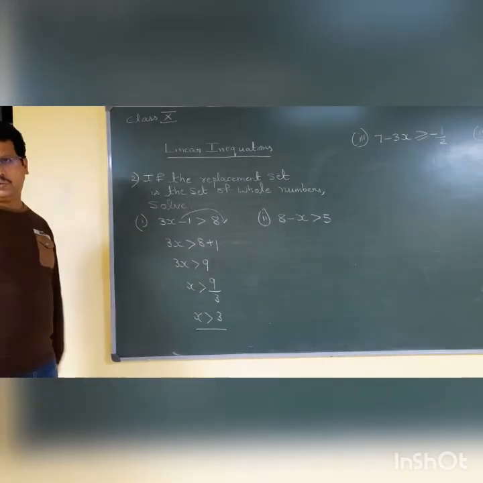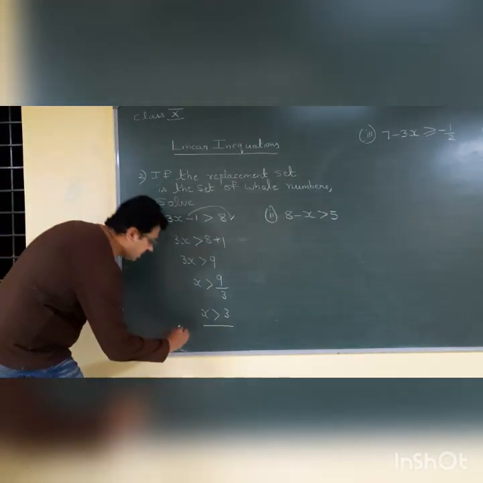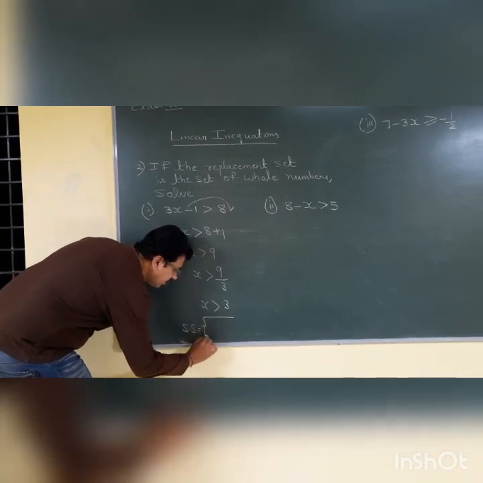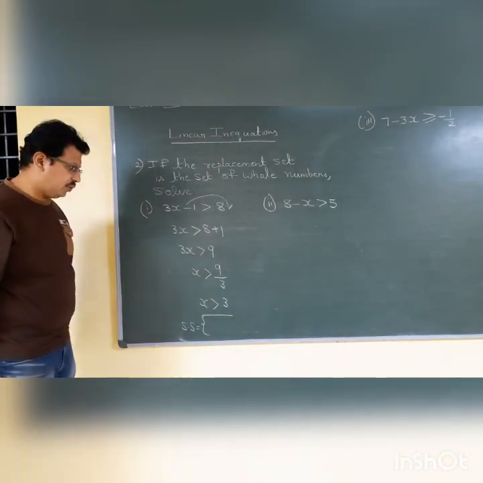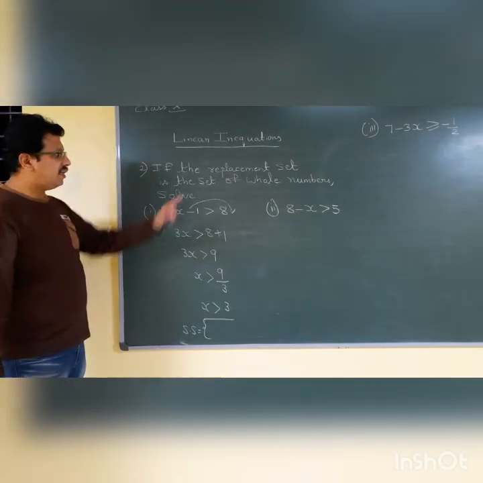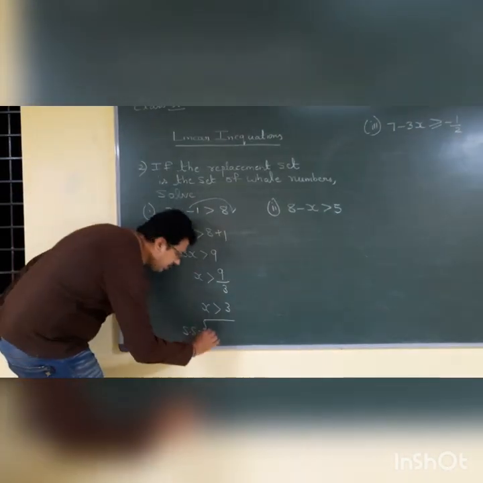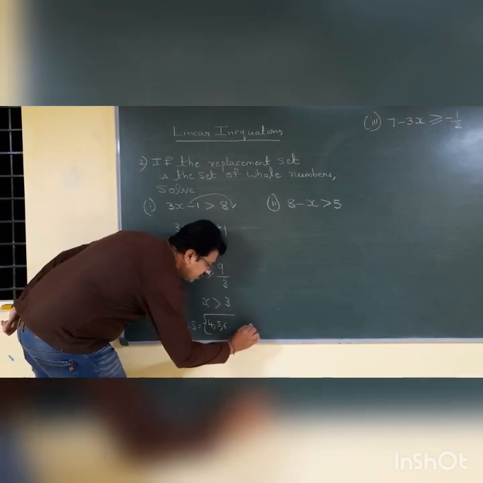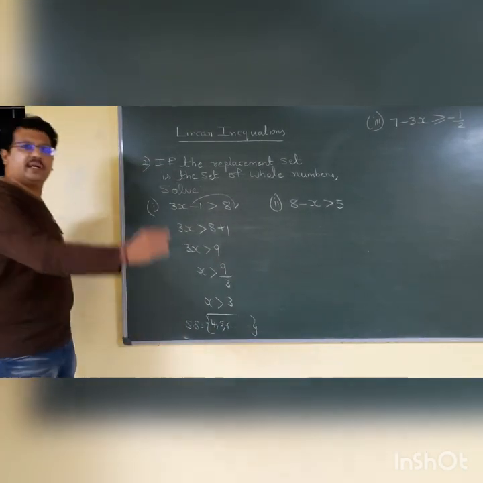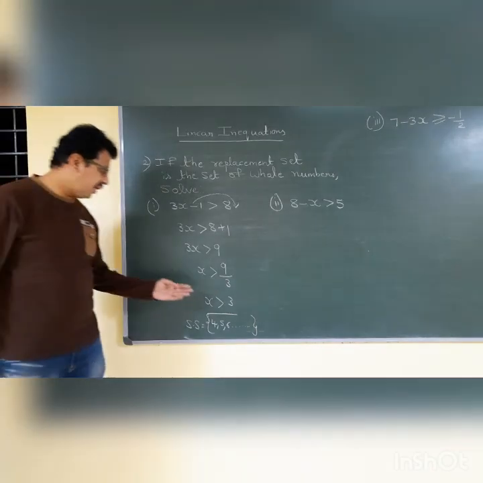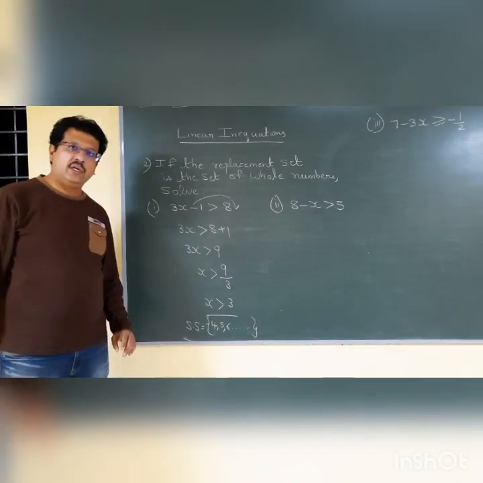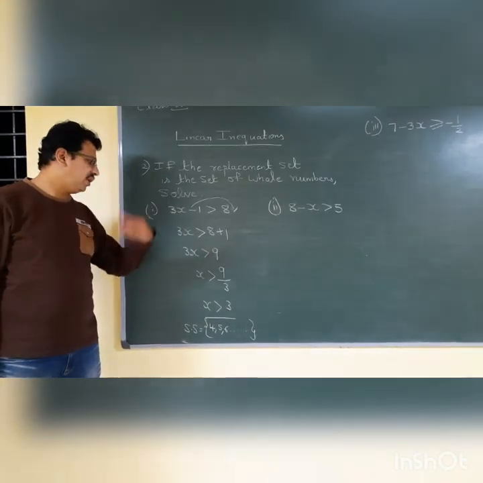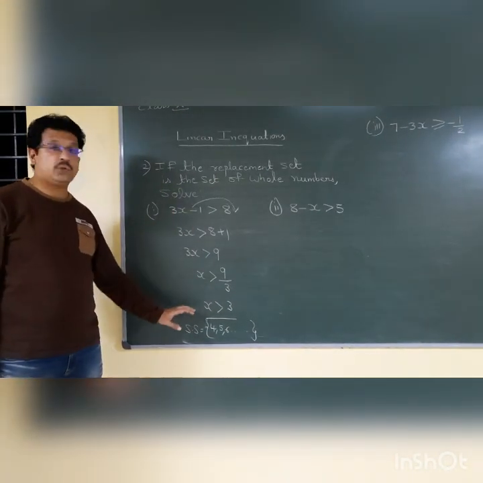So how to write the solution set for this? The solution set is, you have to open the flower bracket as usual. x is greater than 3 and it is a set of whole numbers. How are we going to write it? It is 4, 5, 6, dash, dash, dash. You cannot keep on writing the whole numbers. You have to just write 4, 5, 6 and dash, dash. So it means x is greater than 3. It can be any number more than 3. So that is the meaning of how to solve this problem.